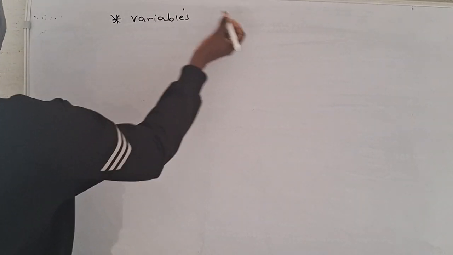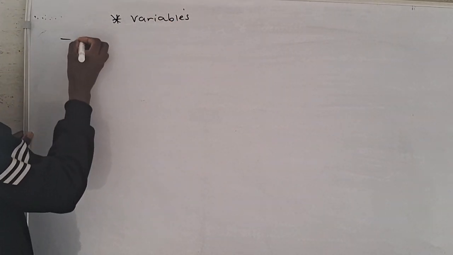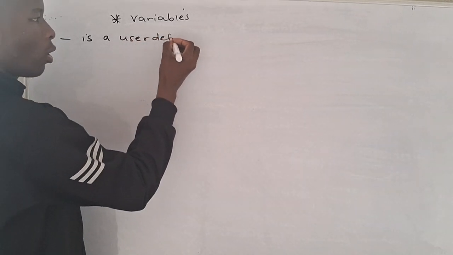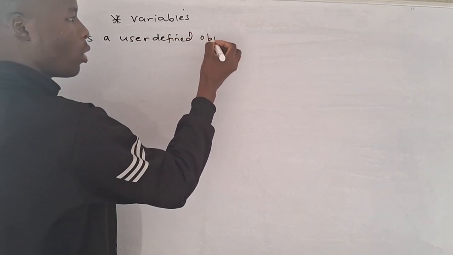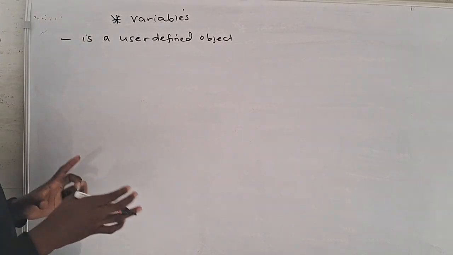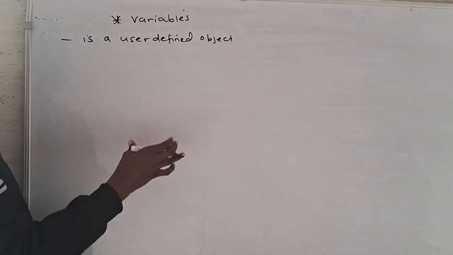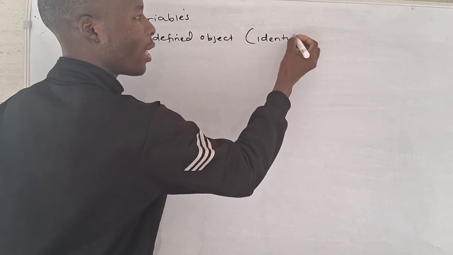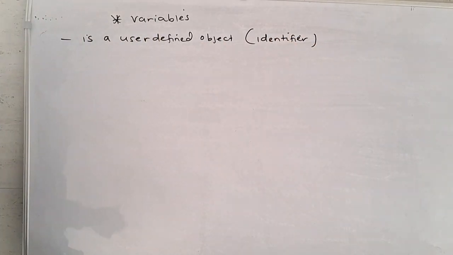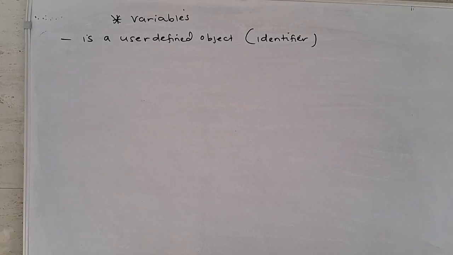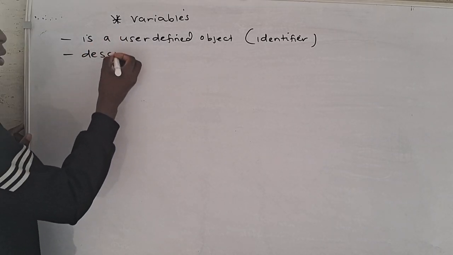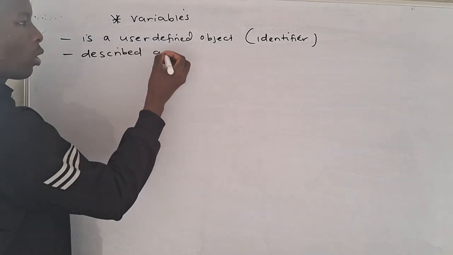Now, what is a variable? A variable is a user-defined object. The user is going to define a variable. What are user-defined objects? This is an identifier. So a variable is an identifier. This is very, very important. A variable is described as a container.